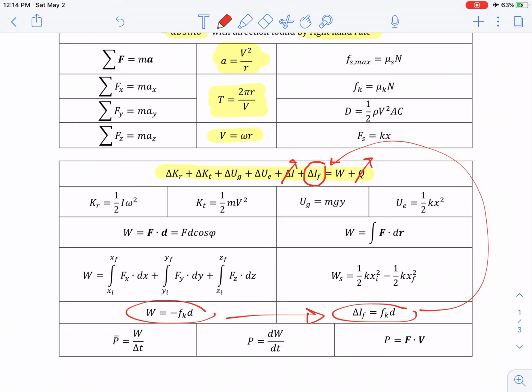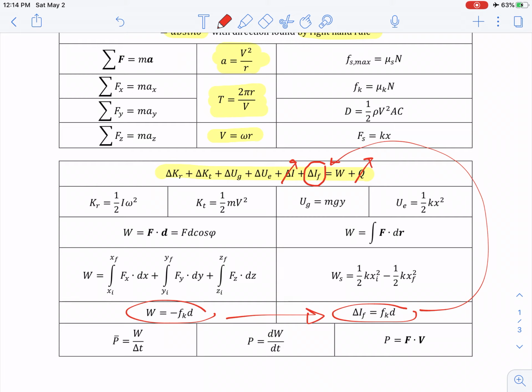And again, if you don't have a spring, you're going to get rid of delta UE. If there's no change in elevation, you're going to get rid of delta UG. And if the object doesn't change its tangential velocity, then you're going to get rid of delta KT. And if the object doesn't rotate or doesn't have a mass, as we've been doing initially, we had pulleys, but they didn't have mass. They were ideal. So we didn't worry about the rotational kinetic energy. So you gotta check if the pulley has a mass. If it doesn't say it's massless, don't assume it is massless.